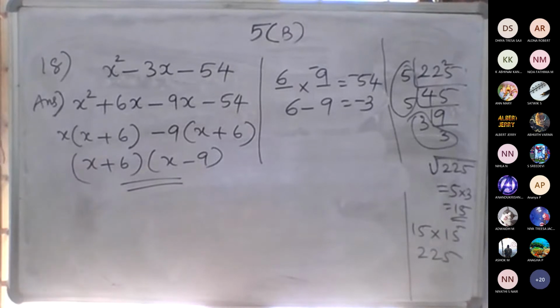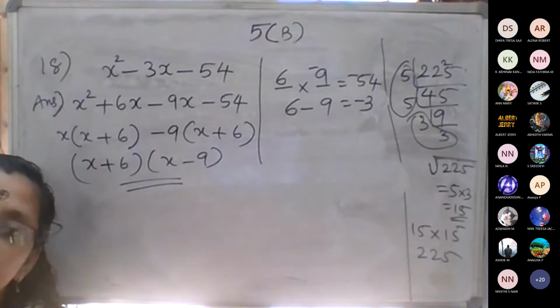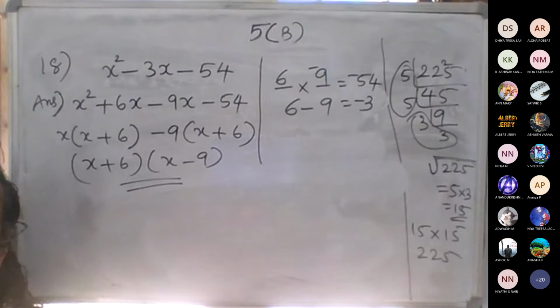Then the second one. 2x square minus 7x minus 15. First, we have to check whether it is factorizable or not. Don't do it directly. That step also carries marks. If they are asking us to check whether, that part also you have to do.